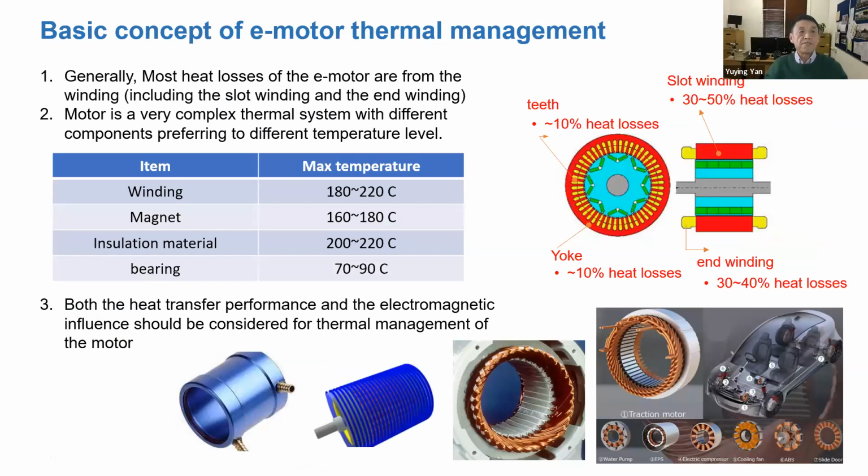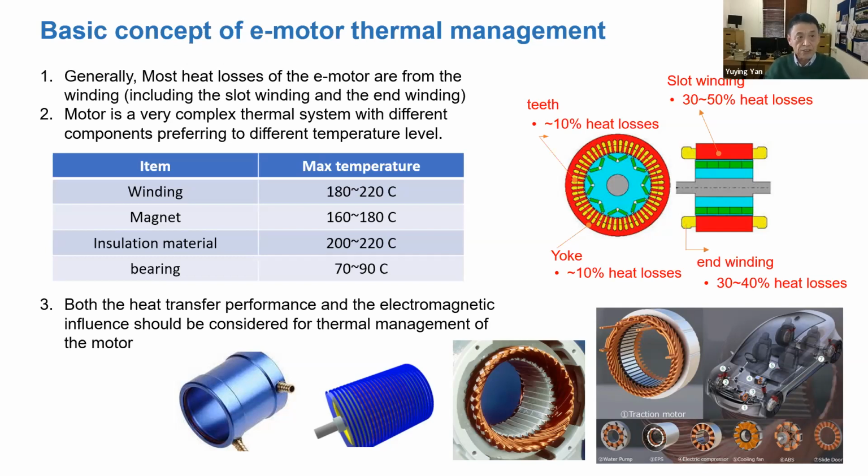Here's the basic concept of electric motor thermal management. In general, most of the heat loss from the motor is from the winding, including slot winding and also end winding. The motor is a very complicated thermal system with different components preferring different temperature levels. Obviously, both heat transfer performance and the electromagnetic influence should be considered in the thermal management of the motor.